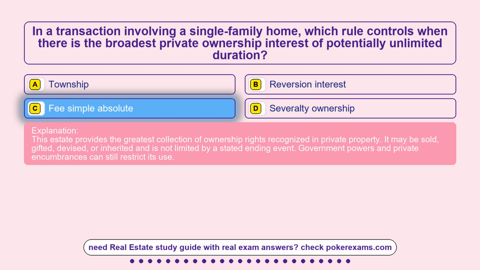This estate provides the greatest collection of ownership rights recognized in private property. It may be sold, gifted, devised, or inherited and is not limited by a stated ending event. Government powers and private encumbrances can still restrict its use.